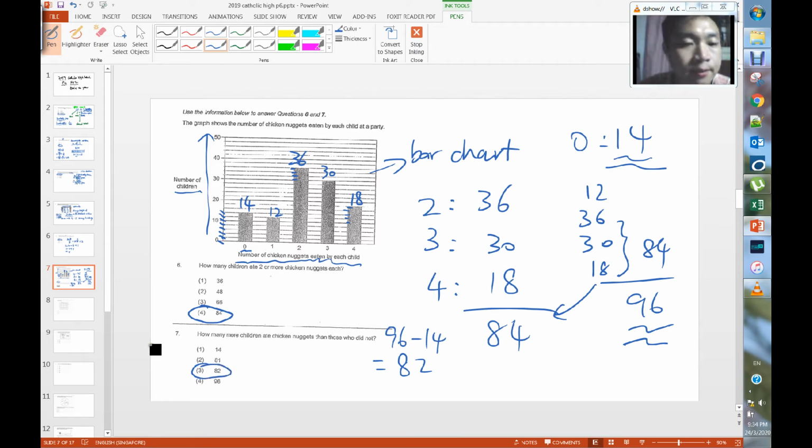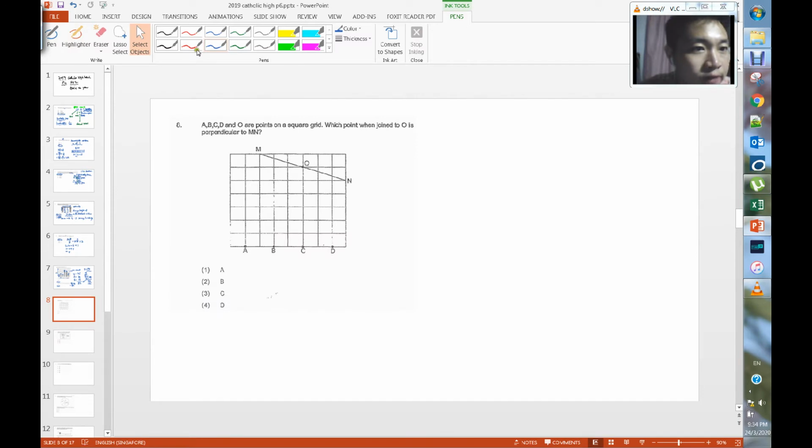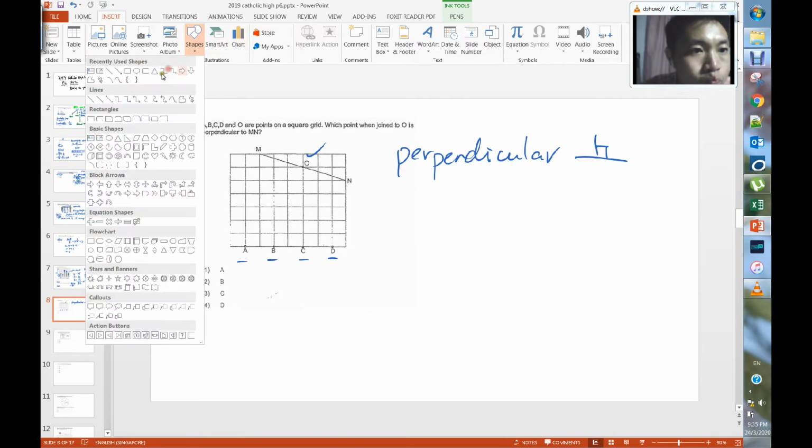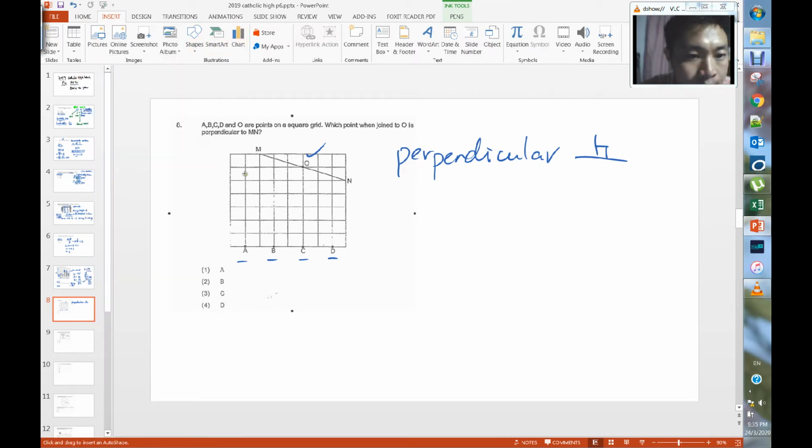Okay, simple. Next, question 8. Over here it says you have A, B, C, D, and then O is here. Which point when joined to O is perpendicular to MN? So basically, you need to know the meaning of perpendicular. Perpendicular means 90 degrees. So you need to find a line that is perpendicular to MN.